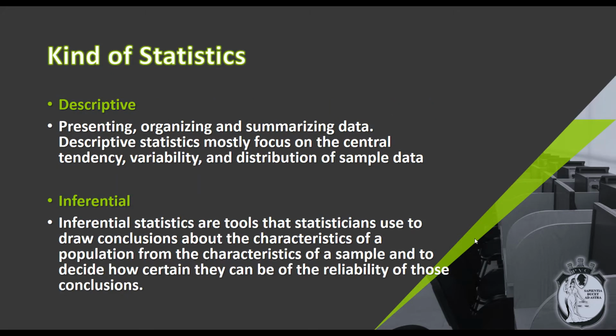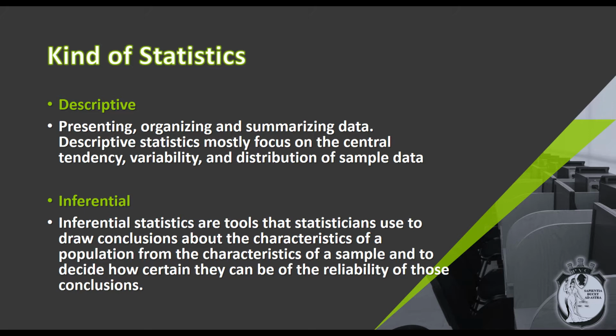We have two kinds of statistics. The first one is the descriptive. Descriptive is a kind of statistics that organizes and analyzes the data that you get. It only has that work: describe all the data that you will get.